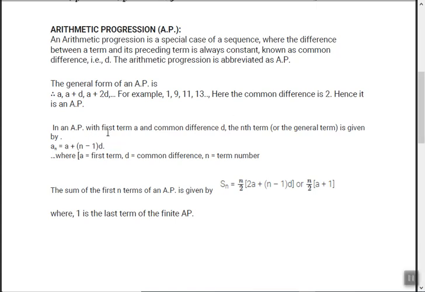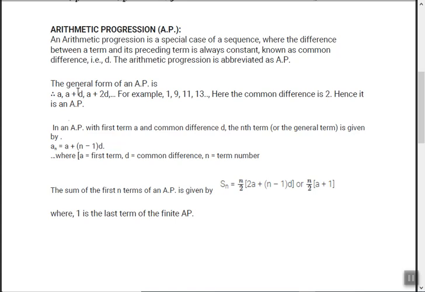So in an AP with the first term A and common difference D, the nth term is given as An equals A plus n minus 1 into D. It means, instead of n, if I write 3, then the third term A3 is A plus 3 minus 1, that is 2 into D. So A plus 2D, right?